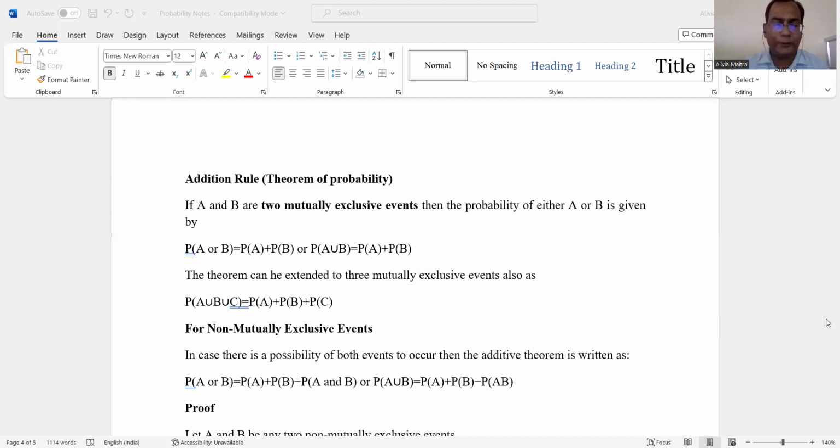Now we are coming to its proof, because in mathematics it is very important to know how to prove a theorem.